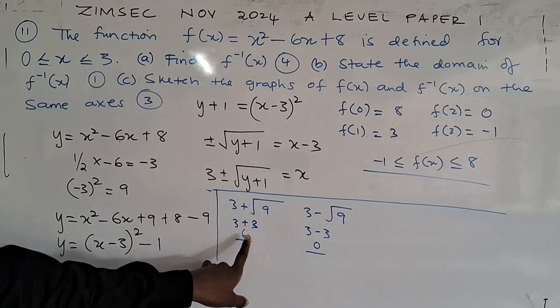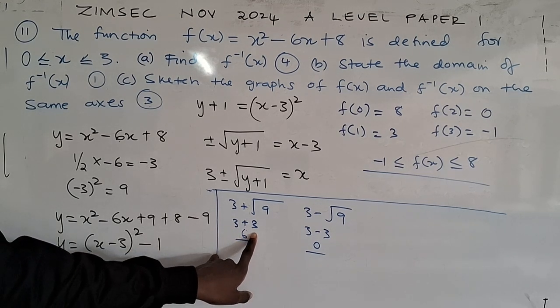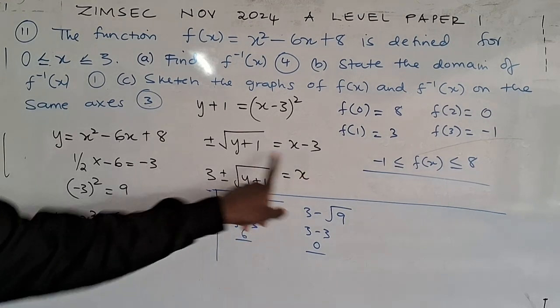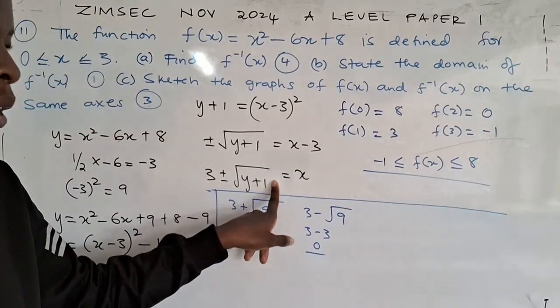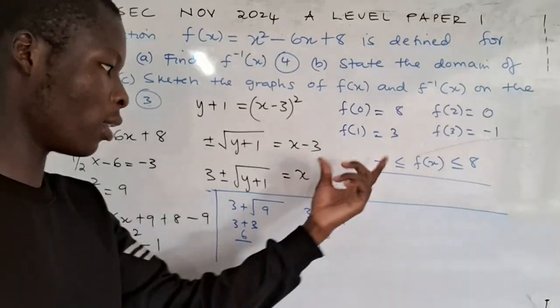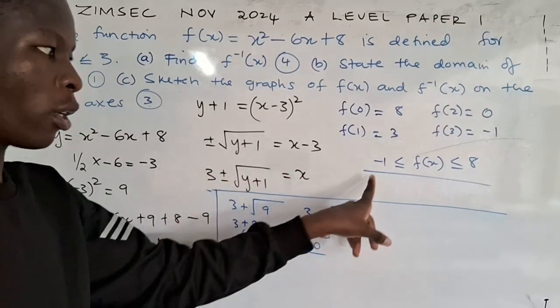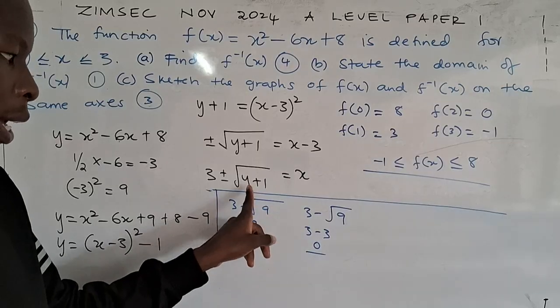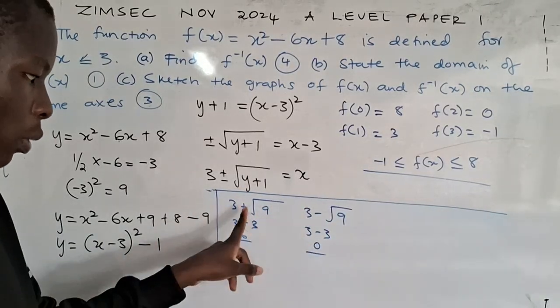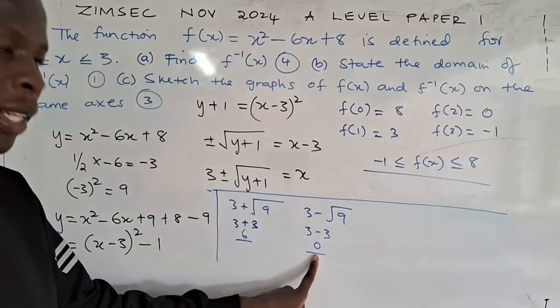I want you to see, what is this? This is nothing but the output of the inverse. I'm saying this is the domain of the inverse. So I'm putting 8. Here 8 plus 1, I'm getting a 9. If you put a plus here, this is the answer. If you put a minus, this is the answer.